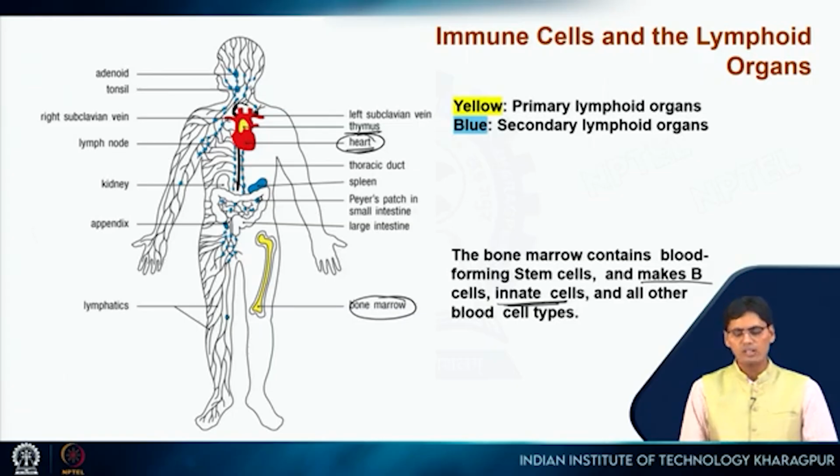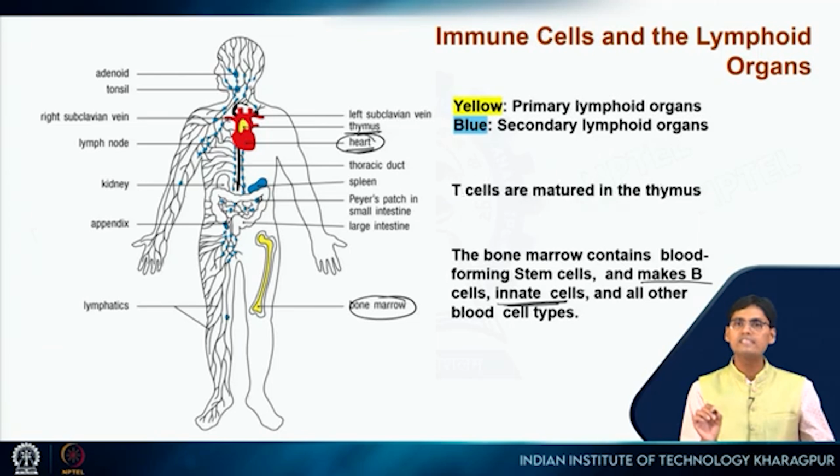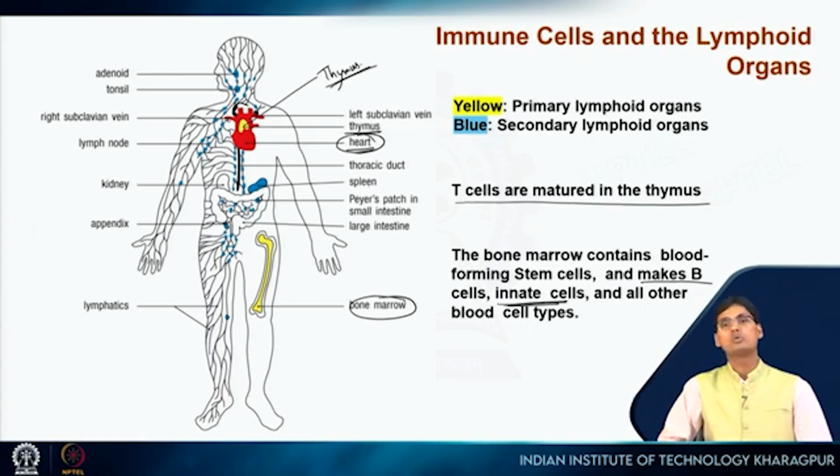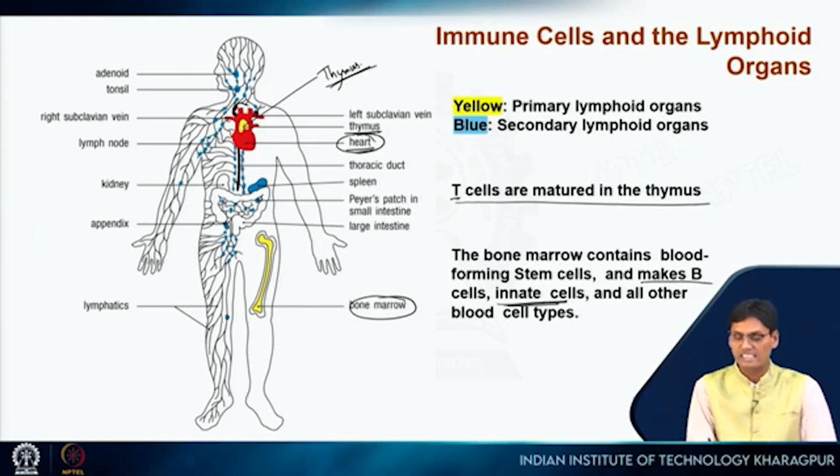Then why are we mentioning that the thymus is also a primary lymphoid organ? Because here I am not mentioning the T cells. If you see, T cells also originate in the bone marrow, but they mature in the thymus. So this is the thymus, which is very close to our heart. Here those cells are getting matured, so that's why they are called T cells.